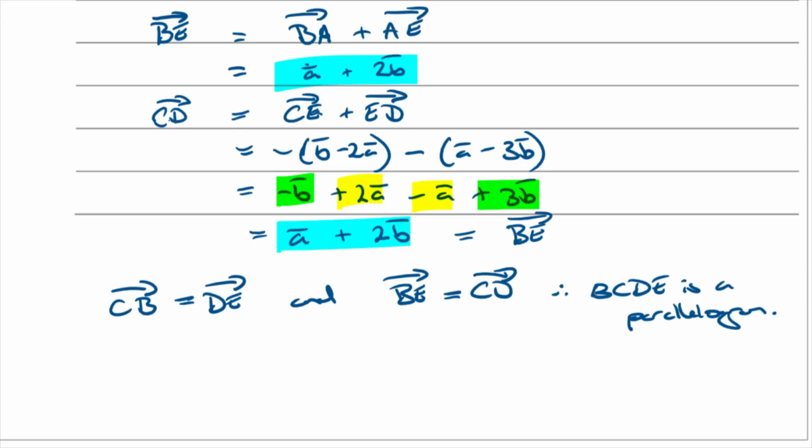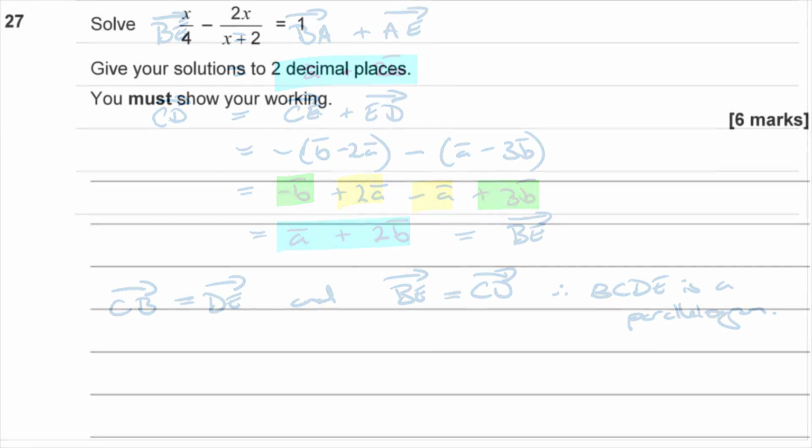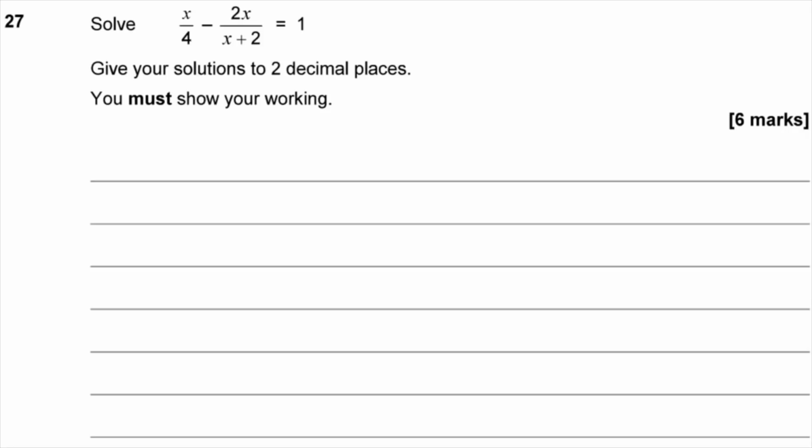Okay, cool. Question 27, a nice bit of algebra to finish off with. Solve x over 4 minus 2x plus x plus 2 is equal to 1. Give your solutions to 2 decimal places. You must show your working.